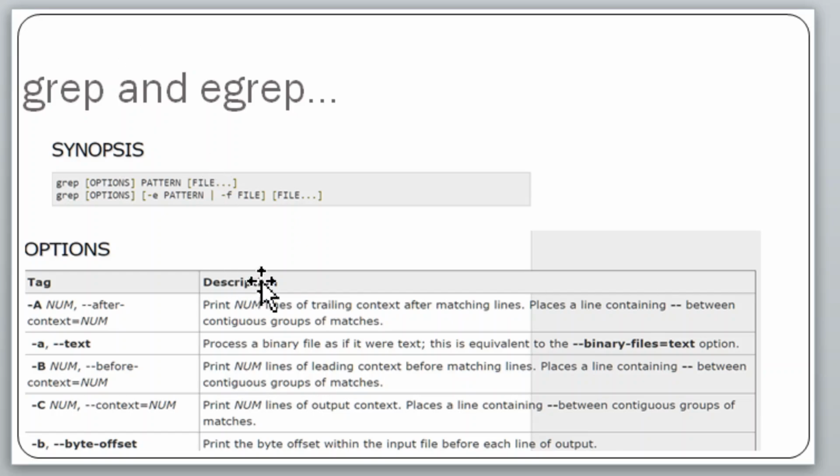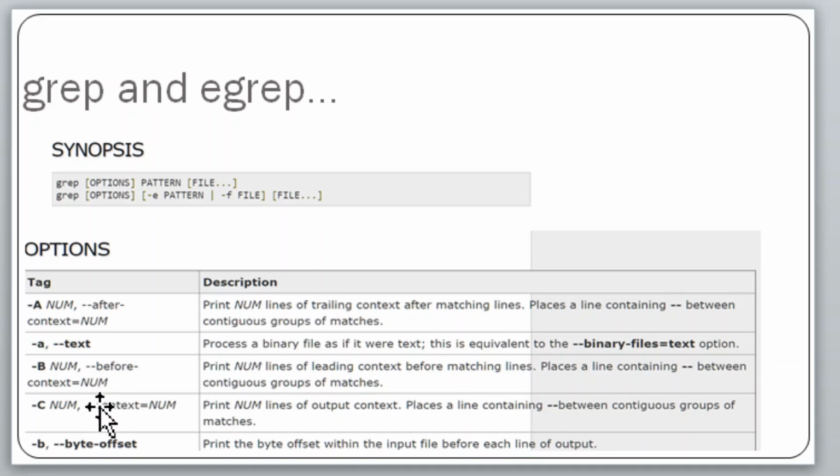So here's some more examples of it. So we notice we have grep here. We can throw the options on it, the pattern we want to use, and the files we're searching it on. We have a dash A, which prints number of lines trailing the context after matching lines. We have dash lowercase a, which processes a binary file as if it were text. We have dash capital B, which prints number of lines leading context before matching lines. So dash B prints the lines leading to it, and dash capital A prints the lines after it.